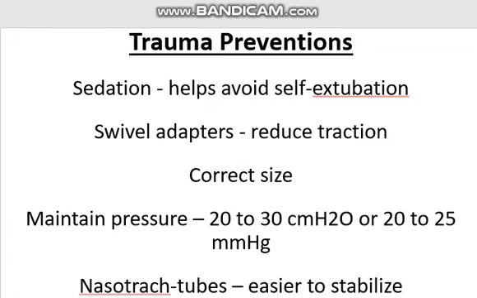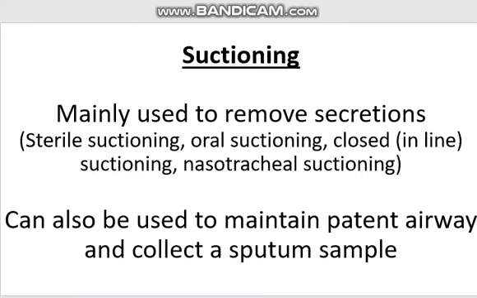Trauma preventions include sedation, which helps avoid self-extubation, swivel adapters which reduce traction, using the correct size, maintaining pressure which should be 20 to 30 cm H2O or 20 to 25 mm of mercury, and using nasotracheal tubes because they are easier to stabilize.